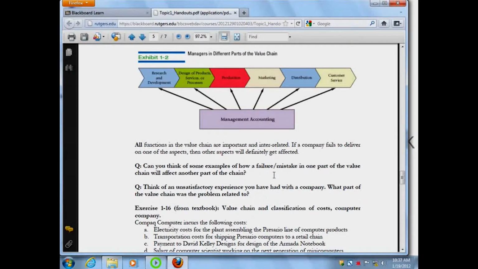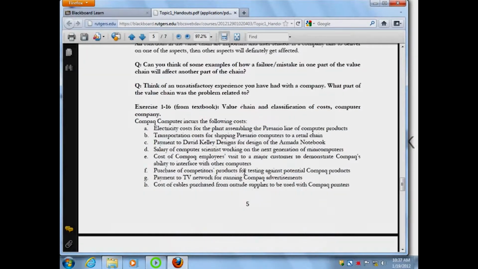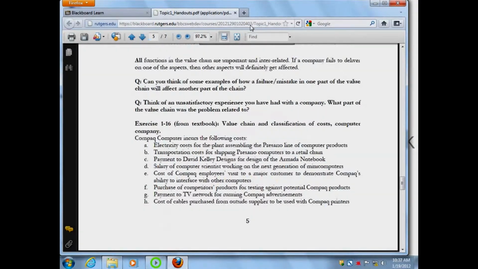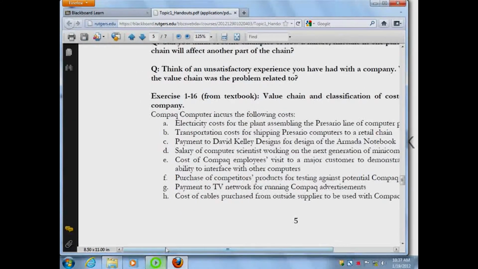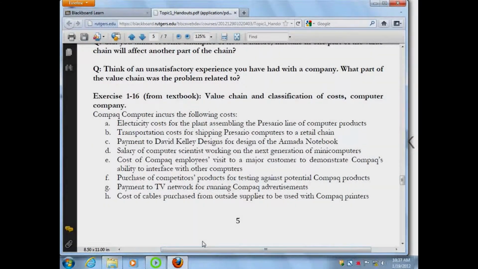So let's do our first cost classification exercise. I put an example here. This is an example from the textbook. Let's go through each of these costs and classify them depending on the part of the value chain that they come out of. At the end of this exercise, you should be very comfortable thinking about costs as being from any given part of the value chain. So this is Compaq computer, and the first cost we want to look at is electricity costs for the plant that's assembling the Presario line of computer products. What part of the value chain is this cost coming from?